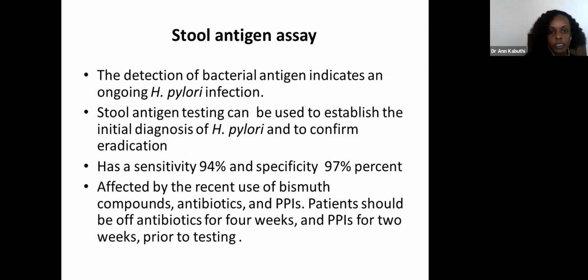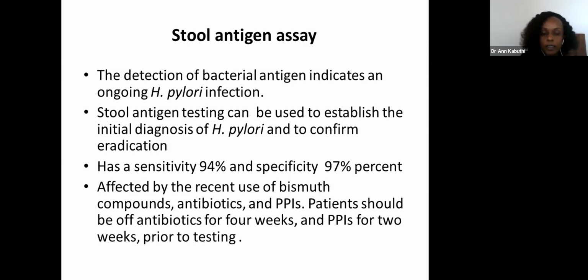So what is commonly used, and what most people know of, is the stool antigen assay. This test detects bacterial antigen in stool, and when bacterial antigen is detected in stool, this indicates an ongoing H. pylori infection. Now, stool antigen testing can be used to establish an initial diagnosis of H. pylori, or for those who have received treatment for H. pylori, it can be used to confirm eradication. It has a sensitivity of 94% and a specificity of 97%.